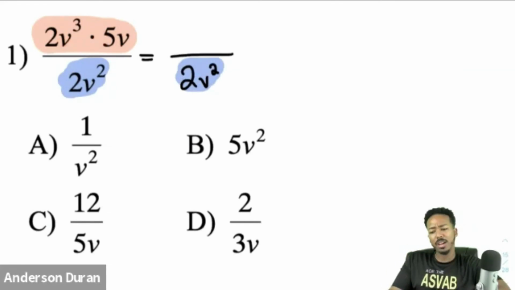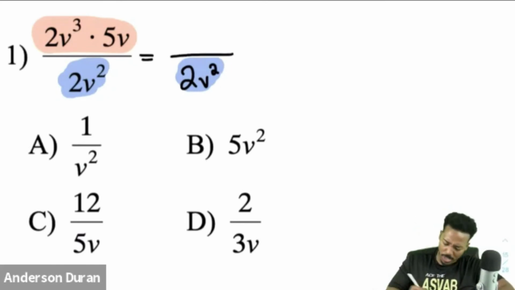So everybody help me out. Is this a little easier? Do we know what 2 times 5 is? What's 2 times 5? Help me out. Okay, cool. That's 10. Great.